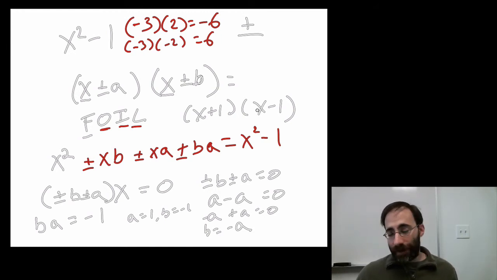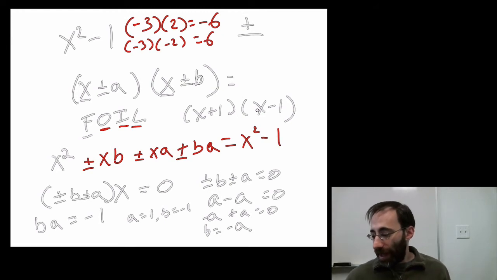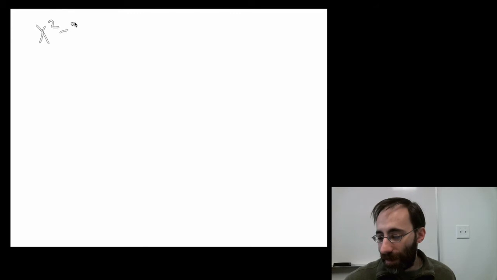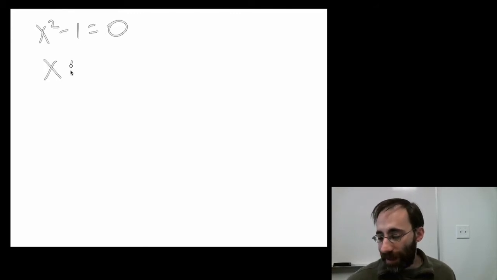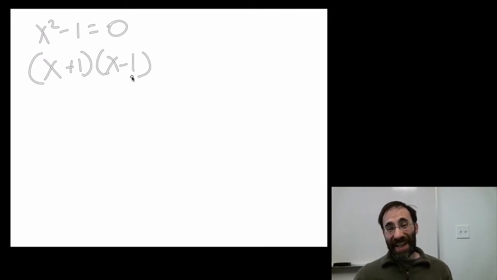What did this get us? Well, the original equation was x squared minus 1 equals 0. We factored this to get us x plus 1 times x minus 1. Since it's the exact same thing as x squared minus 1, this is still 0.